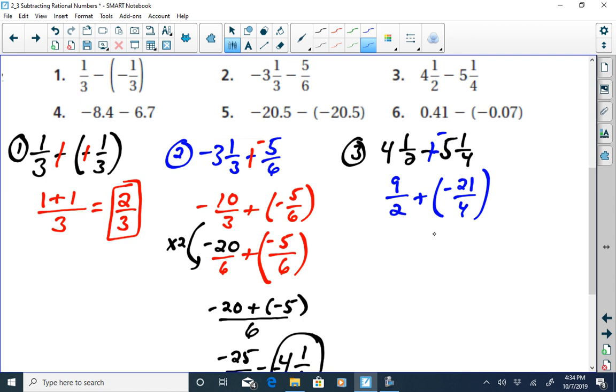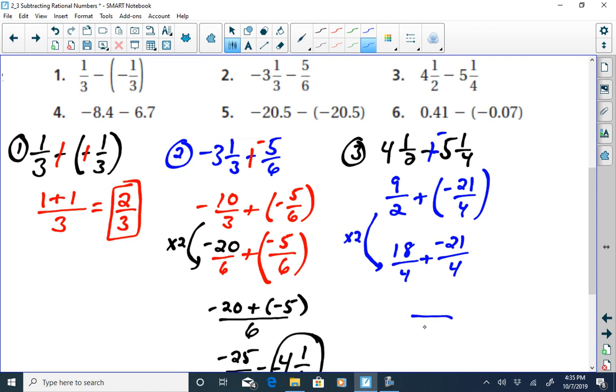Now we need to rewrite the fractions using a common denominator. My common denominator here is going to be 4. So we're going to have to make new equal fractions with denominators of 4. The second fraction doesn't change. If the denominator doesn't change, then the numerator doesn't change. So we have negative 21 over 4 as my second fraction. My first fraction, to go from 2 to 4, we had to multiply by 2. So I have to use that same factor to multiply the numerator. 9 times 2 is 18. So now we have 18 over 4 plus negative 21 over 4.